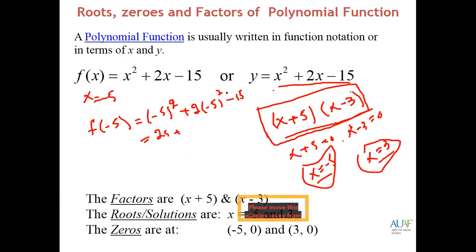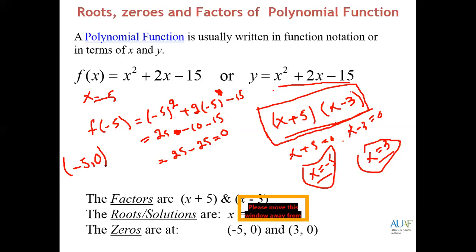So minus 5 square is 25. Plus, this one is not square, only x power 1. So plus with minus equals minus. This one is actually minus 10x, and the last one is minus 15. So the first one is plus 25, the last two, minus 10 minus 15, is minus 25. So equal to what? 0. It means that when x is equal to minus 5, the function value or y value is 0. These are called zeros. Zero means minus 5 and 0.